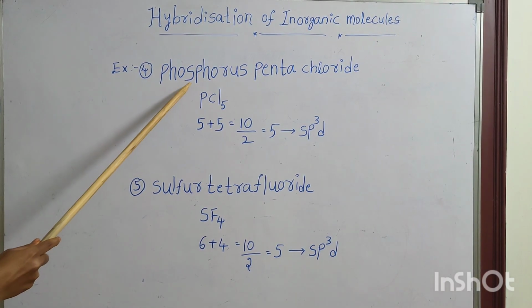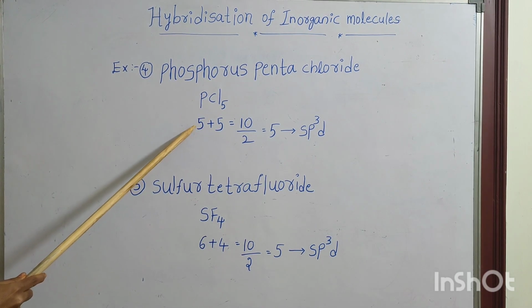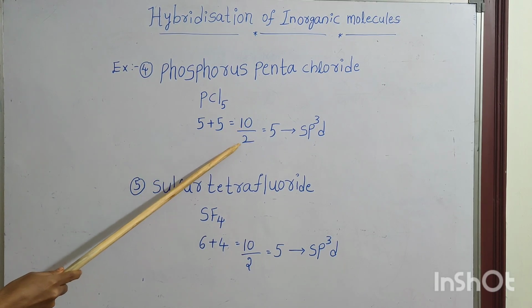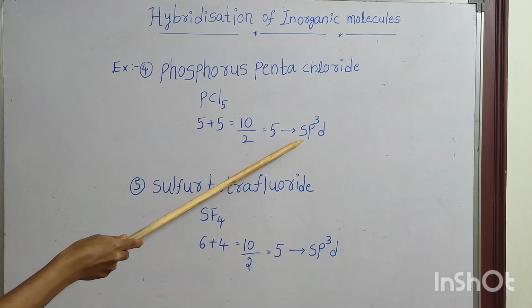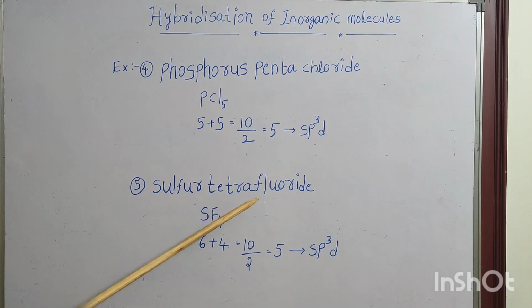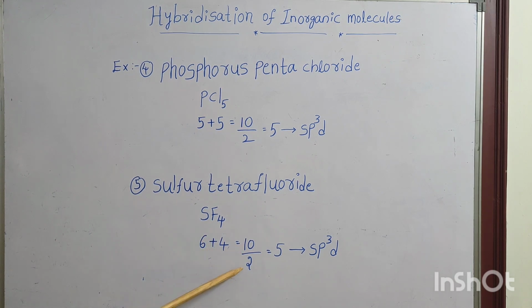Fourth example, phosphorus pentachloride. Phosphorus belongs to 5A group element. 5 plus 5 chlorine atoms, so 5 plus 5, 10 divided by 2. We get the quotient 5, sp3d hybridization. Next example, sulfur tetrafluoride. Sulfur belongs to 6A group element. Valence is 6 plus 4 fluorine atoms, so total 10 divided by 2. We get the quotient 5, sp3d hybridization.